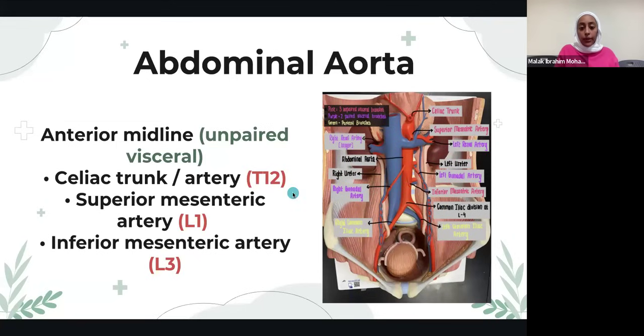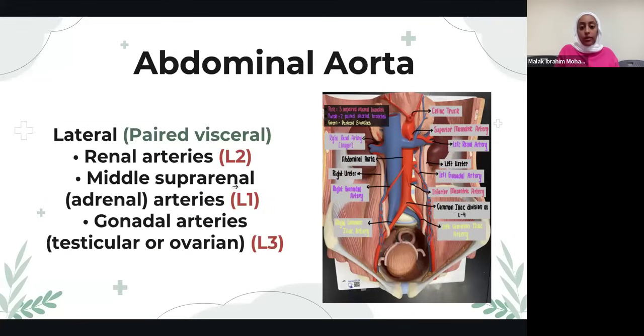Now let's go to the paired ones. For the paired ones, as I said, paired why? Because they're usually two organs, one on the right side and one on the left side. So let's start with the renal. This is the kidney, and this is the renal artery. At what level is it? It's at level L2. Some sources say L1 and some say L2. However, I followed Dr. Elina's slides. She mentioned L2. So if it comes in the exam, say that it's L2.